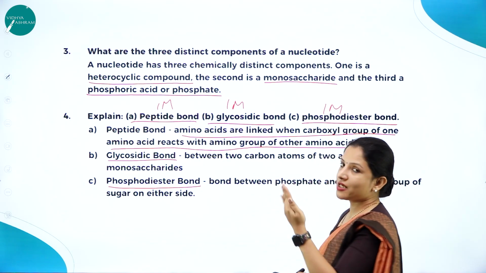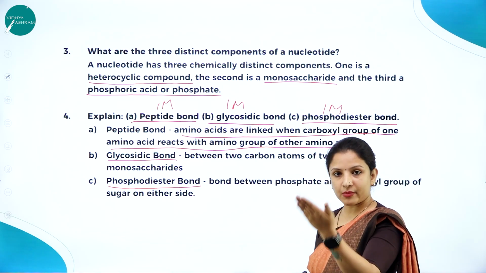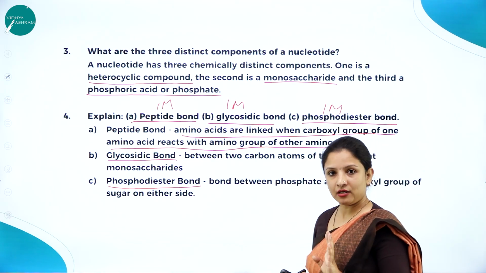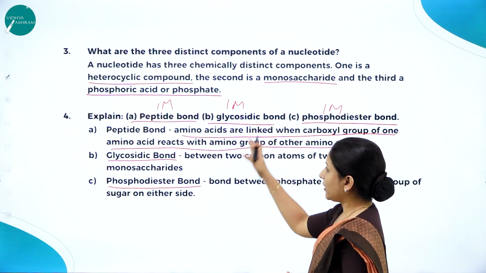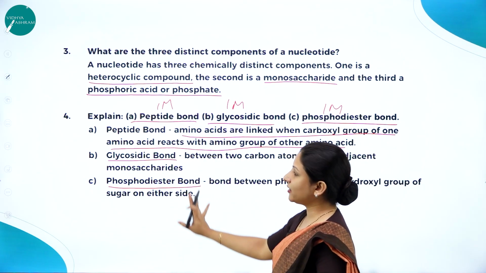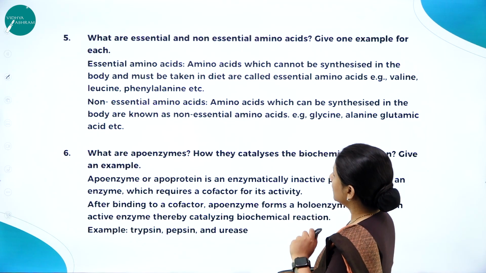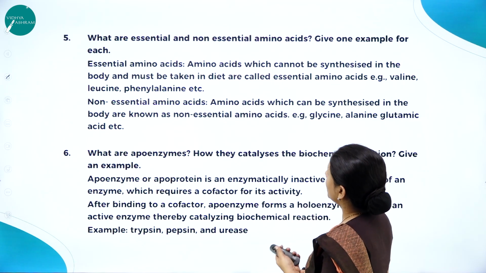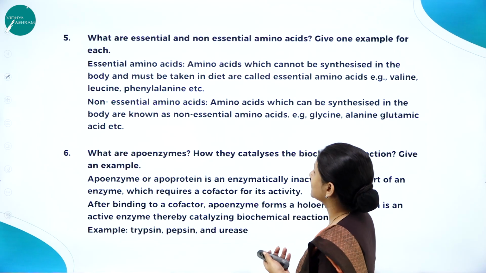Amino acids are linked through the carboxyl group and amino group by peptide bond. So this is about the 3 different bonds. So you write about their linkages, you will get 1 mark each. So next question, what are essential and non-essential amino acids? Give an example for each.